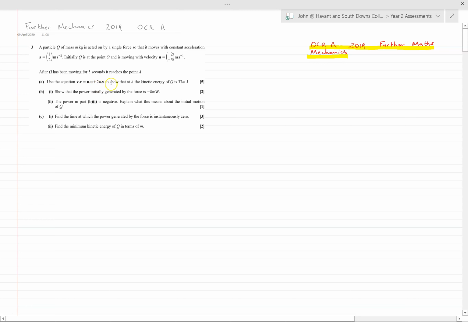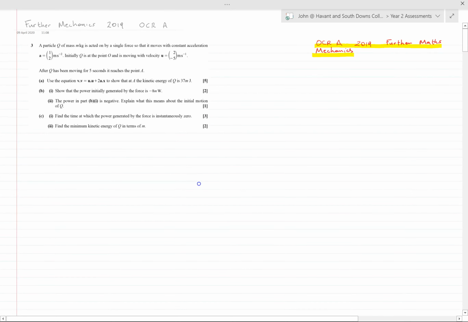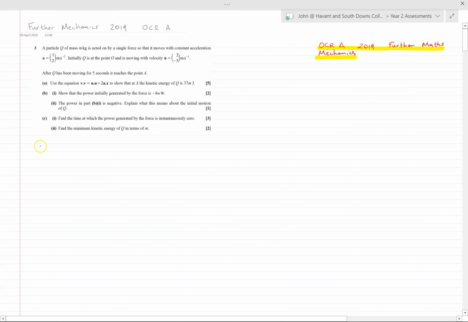So the first part, somewhat surprisingly, I thought, says to use this equation to work out the kinetic energy given an initial velocity of (2, -5) and acceleration (1, 2). So in order to use this equation, we need to work out what x is. To do that, we need to use s = ut + ½at².